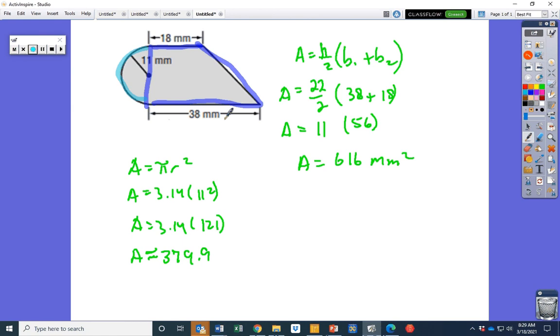Now, what part of the circle am I concerned about? This is only a half circle. So what am I going to do with this 379.9? Divided by 2. Do that on your calculator. About 190. Okay, so the area is about 190 millimeters squared. I found the area of this and I found the area of this. What am I going to do with those two areas? Add them together. So 616 plus 190 millimeters squared. What's the area going to be? Okay, I'm going to give you your worksheet.